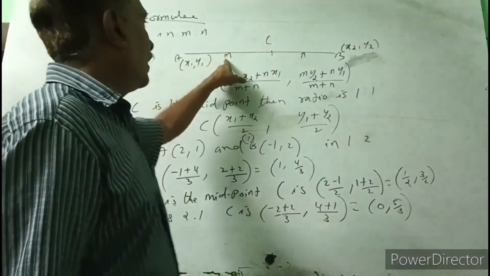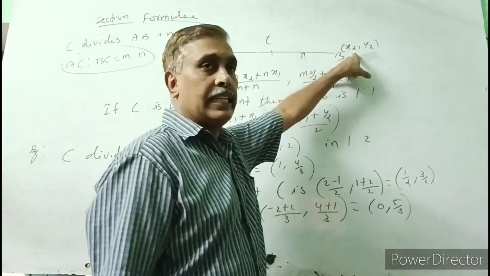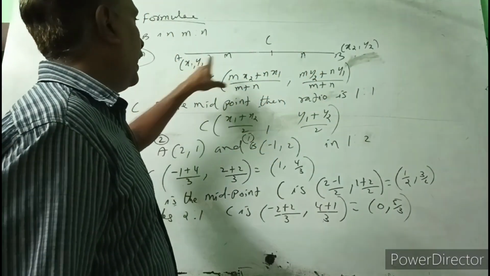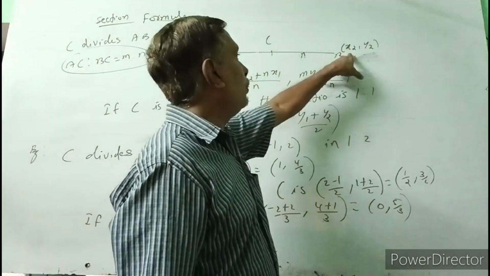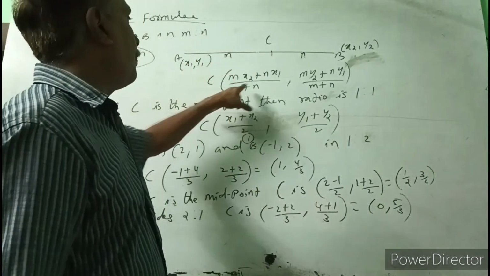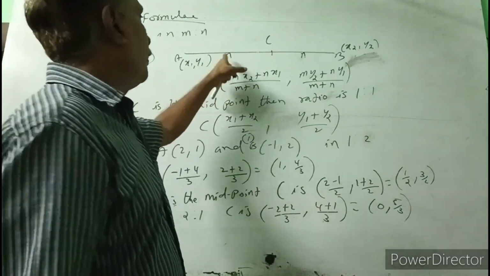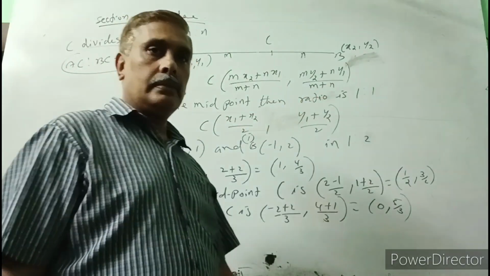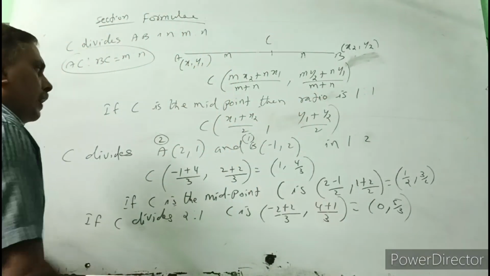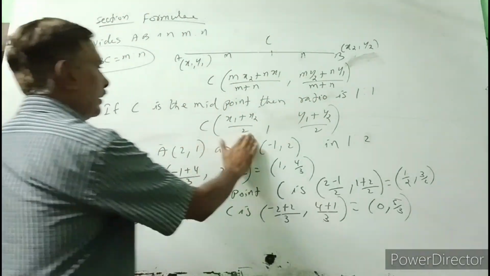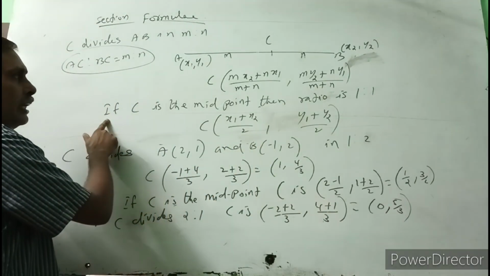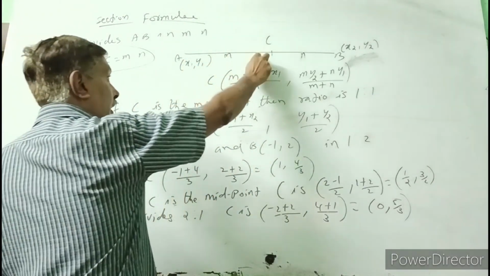Very simple. The first ratio number multiplies with the second coordinate, and the second ratio number multiplies with the first coordinate. That is (mx2 plus nx1) upon (m plus n). Similarly, (my2 plus ny1) divided by (m plus n). Reverse order multiply.